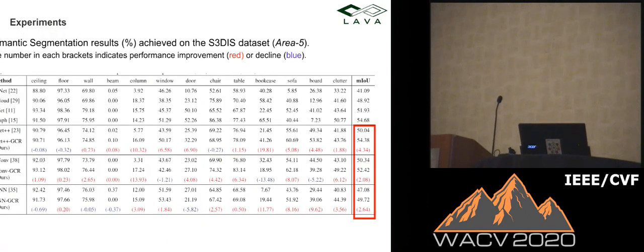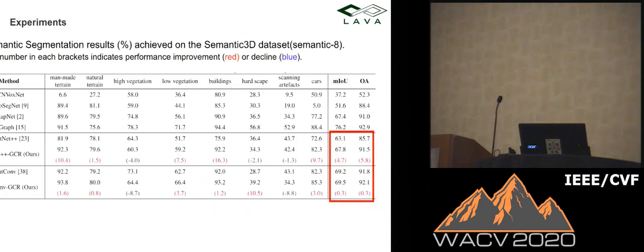We inserted the Point GCR module in PointNet++, PointConv, and DGCNN and tested the semantic segmentation results on the S3DIS dataset. It is obvious that the accuracy of mIoU is improved by 4.34%. This is the test result on the Semantic3D dataset.